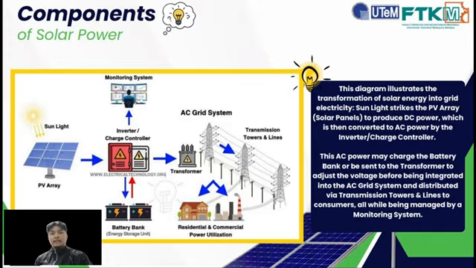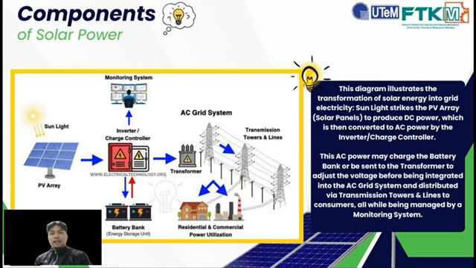This diagram illustrates the full flow of solar energy from the panels to the grid. It begins when the sunlight strikes the PV array and produces DC electricity. This DC is sent to the inverter or charge controller, where it is converted into AC to match the power used by the grid. If the system includes batteries, some of the energy can be stored for later use.